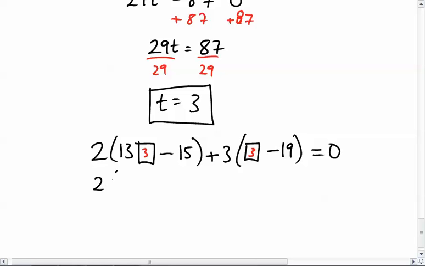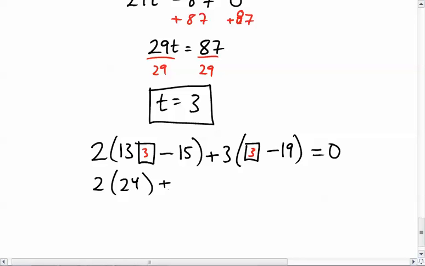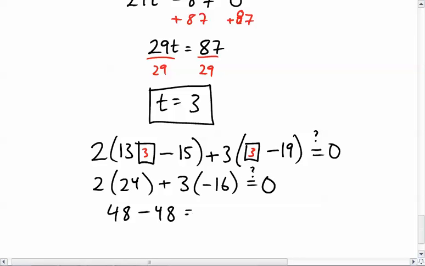So 13 times 3 is 39. 39 minus 15 is 24. We get 2 times 24, and plus 3 times 3 minus 19 is negative 16. So we want to check, is that really equal to 0? Sometimes you put a question mark here because you want to know, is it? So 2 times 24 is 48. 3 times 16 is also 48, but since it's negative 16, it'll be negative 48. So 48 minus 48 really is equal to 0. Both sides are 0, so that means that we got the right answer.